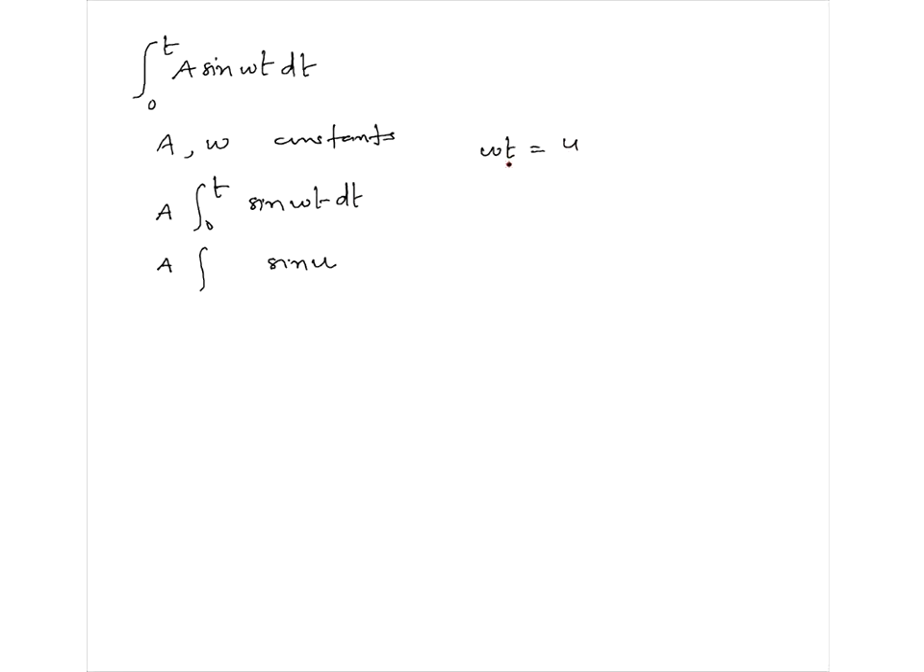So for that, let us differentiate both sides with respect to, let's say, t. Omega is a constant, comes out of the derivative. d dt of t is 1. Now that means in place of dt, du by omega can be put.